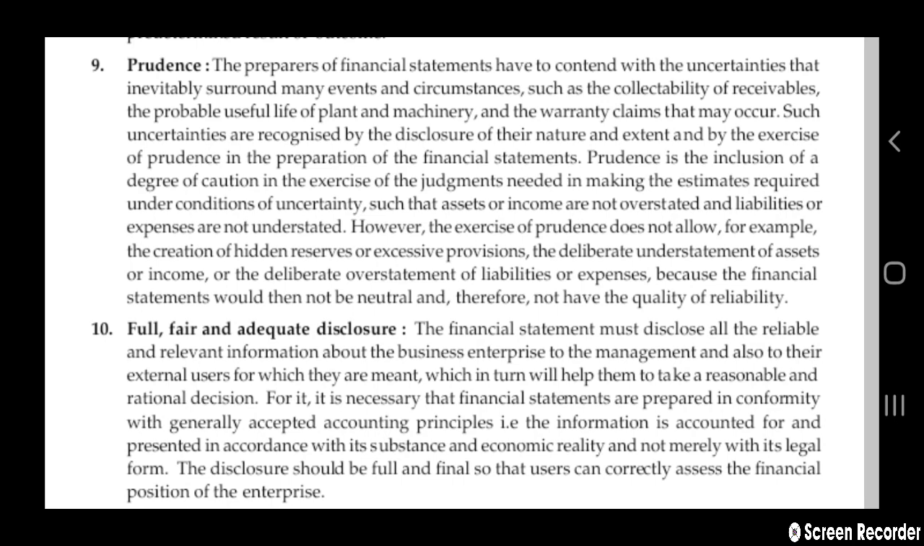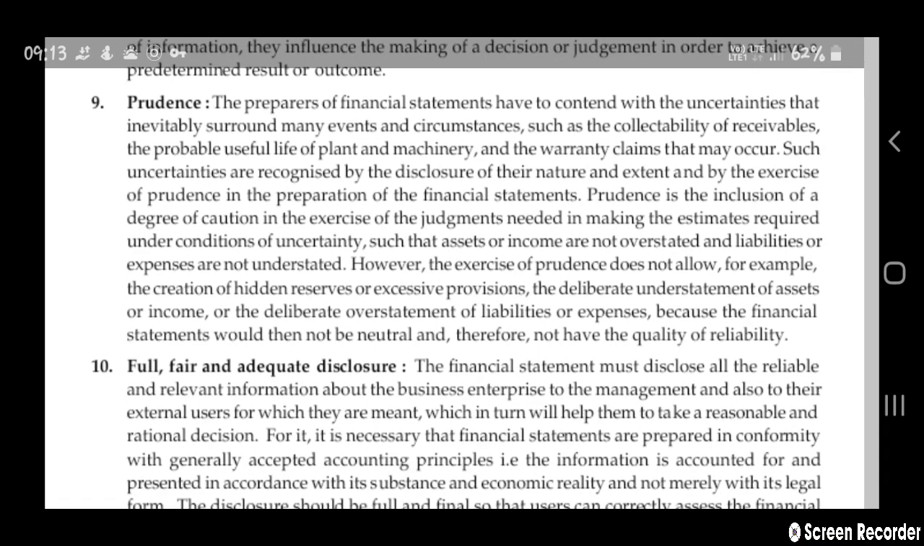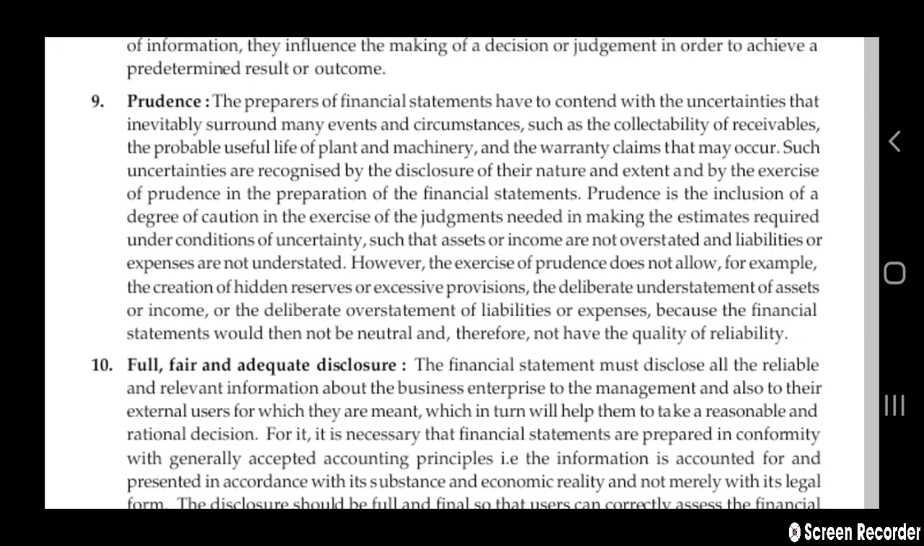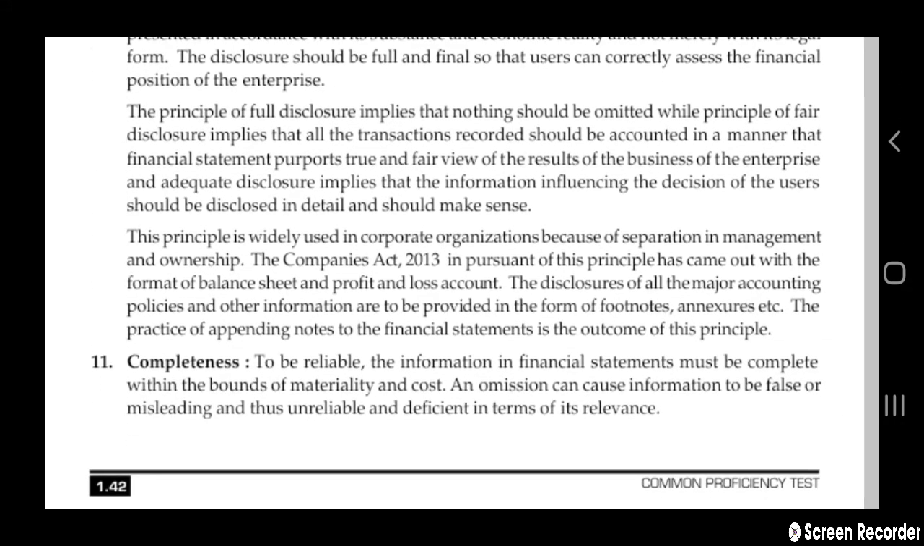for example, the creation of hidden reserves or excessive provisions, the deliberate understatement of assets or income, or the deliberate overstatement of liabilities or expenses, because the financial statements would then not be neutral, and therefore not have the quality of reliability.